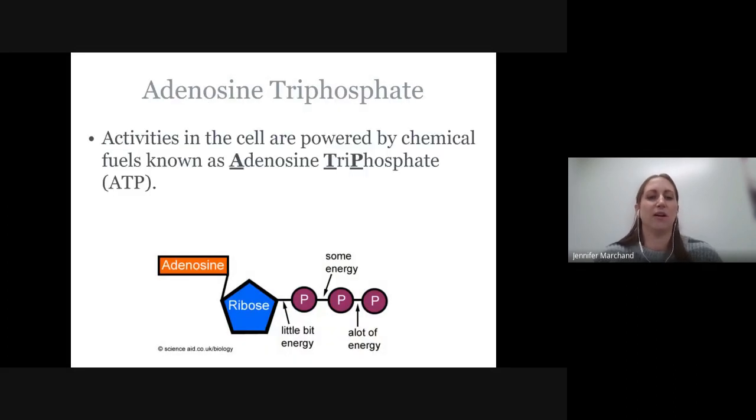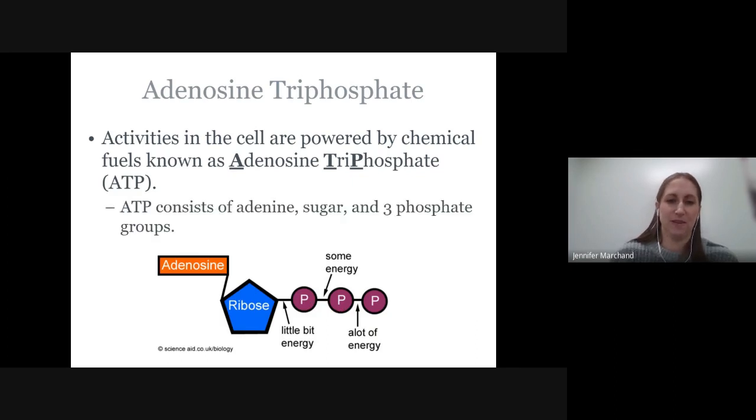Let's talk a little bit about adenosine triphosphate, or ATP. All the activities in a cell are powered by this chemical. Okay, and so here you have the adenosine and then the triphosphate. So tri means 3, so 1, 2, 3 phosphates. Okay, and it's also going to have a ribose sugar in there as well to combine the adenosine and the phosphates together.